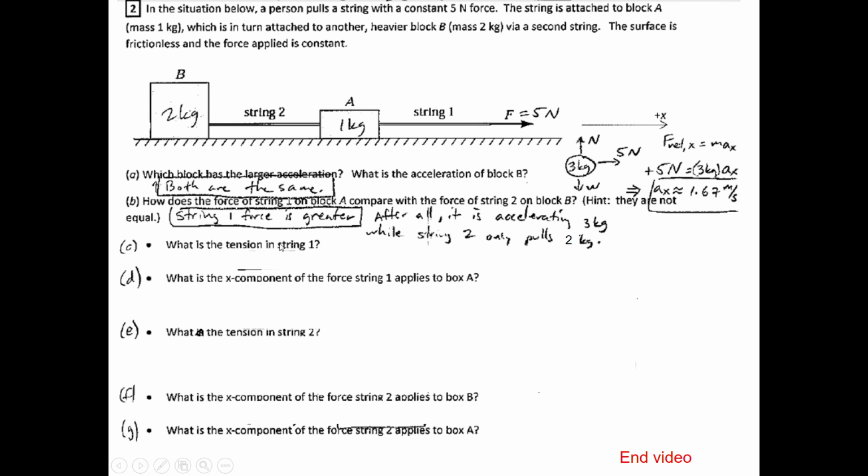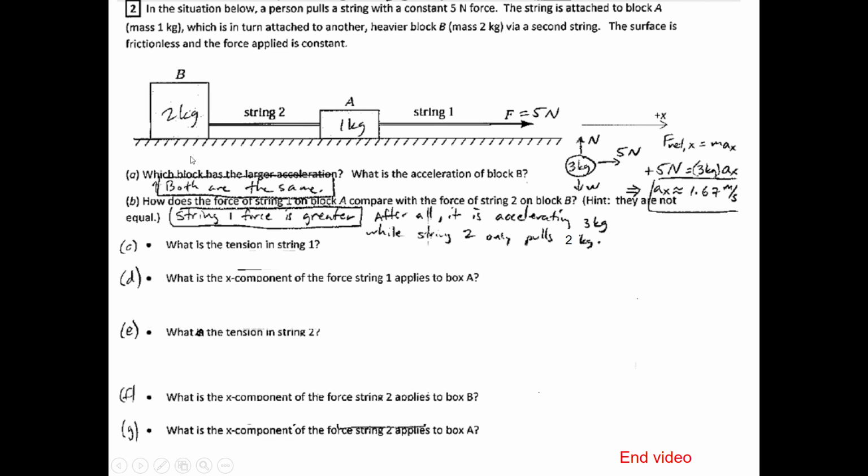So in other words, the tension in string 1 is nothing new. It's the same as the force that the string is exerting on my finger as I pull it here. But that's the same as the force that my finger is exerting on string 1. That's just Newton's third law. So by virtue of pulling on this string with a 5 Newton force, I'm setting up a 5 Newton tension in the string, and that means string 1 is pulling on block A with a 5 Newton force. So that's the answer to C.